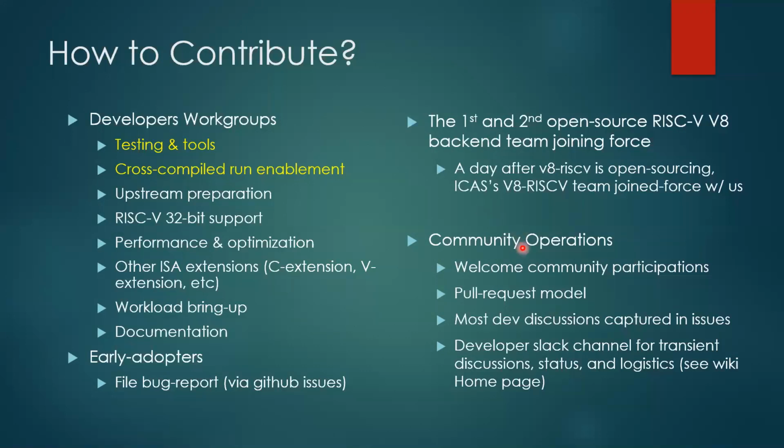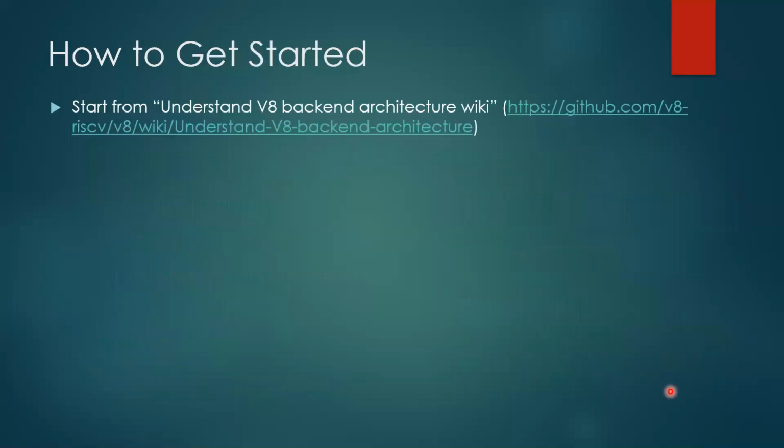For the community operations I mentioned, we welcome the community to participate. We are using the pull request model, code review, and all of that. Most of the dev discussions would be captured in issues, but we also have the Slack channel, which can be convenient for just Q&A. And you can find the information on how to join the Slack on the wiki homepage. Okay, so I think I'm almost done. I know we need to save some time for questions.